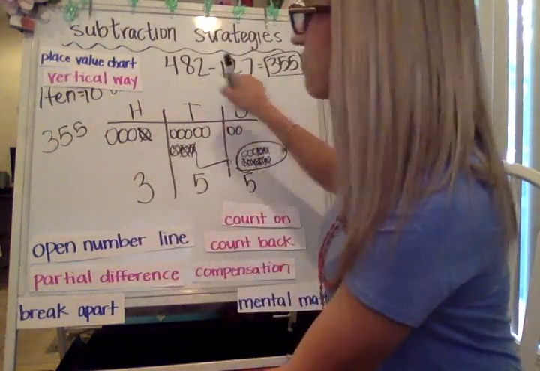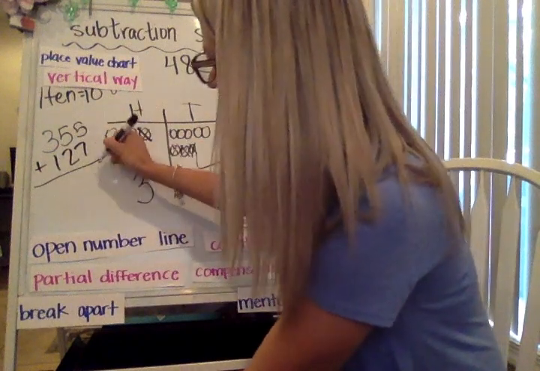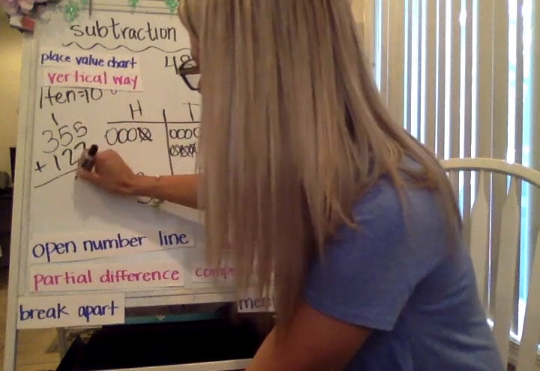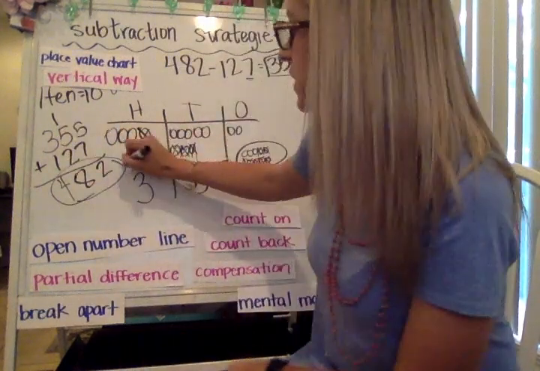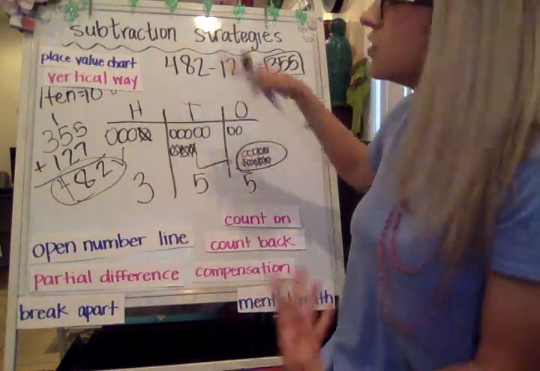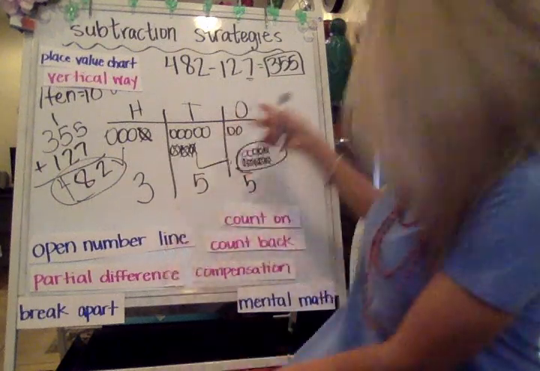So 355 plus 127. So we've got 12, carry up that 1, we've got 8 in our tens, and 4 in the hundreds place. So 482 matches with our original value of 482. So we know that our place value chart was correct, and our difference really is 355.